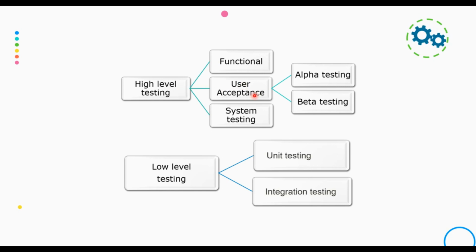Then user acceptance. This is a process of testing done at the time of deployment. There are two ways, that is alpha testing and beta testing. This we will also see in the same session. Then the low level testings are unit testing and integration testing. You just need to remember this. All these topics will be covered in the same session.